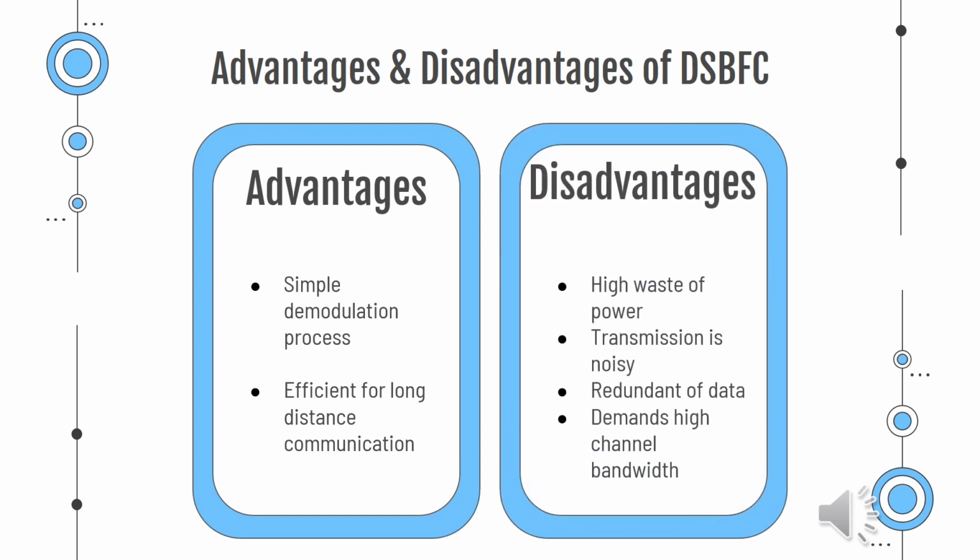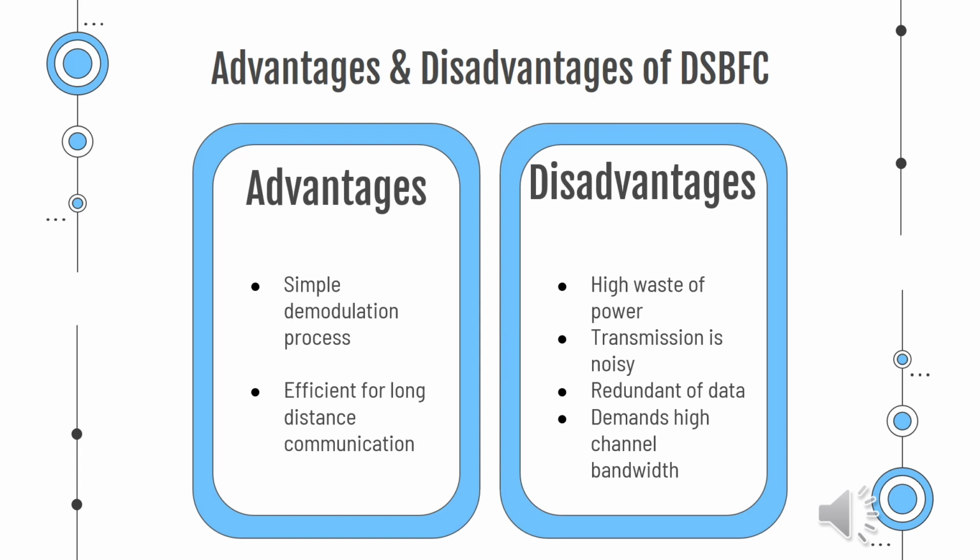Double sideband full carrier is not a mainstream choice these days. Let's figure out why by comparing the advantages and disadvantages. Moving along to the advantages: it has a simple demodulation process and it is efficient for long-distance communication.